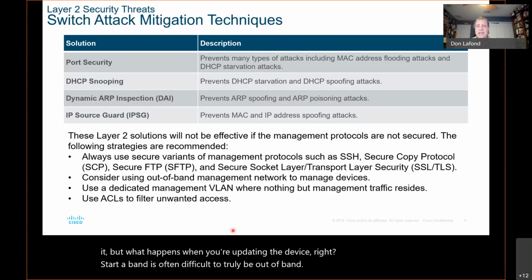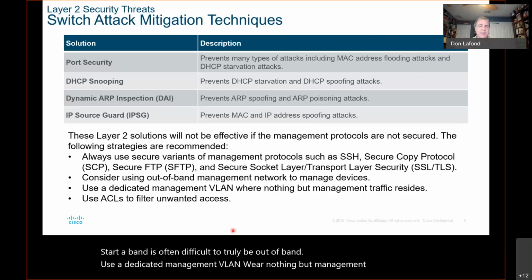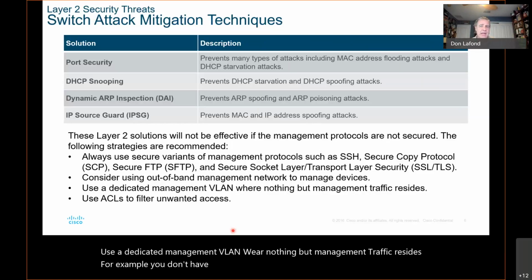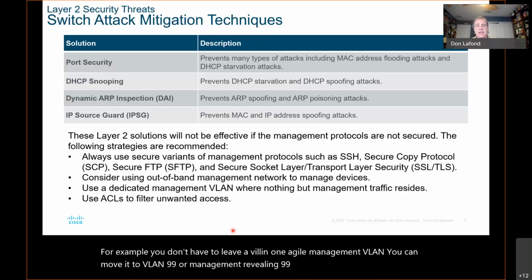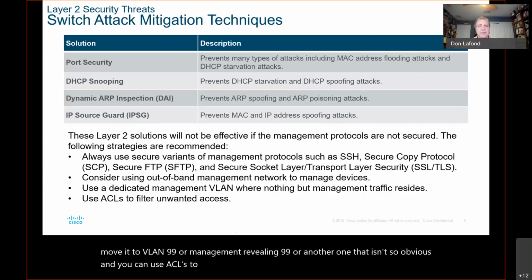Use a dedicated management VLAN where nothing but management traffic resides. For example, you don't have to leave VLAN 1 as your management VLAN. You can move management to VLAN 99 or another one that isn't so obvious. And you can use ACLs to filter unwanted access.